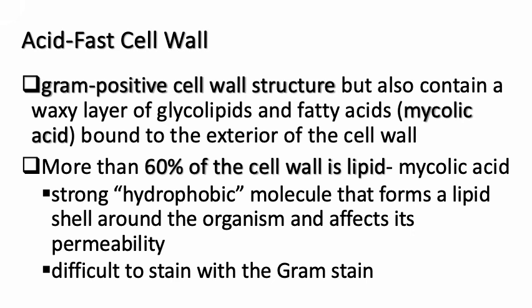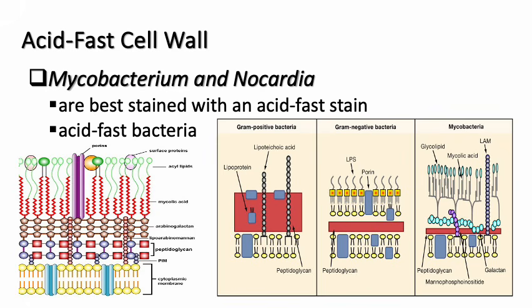Okay? So that's why these type of cell walls are called acid-fast cell wall. Okay? So more than 60% of the cell wall is lipid containing mycolic acid po. Okay? And again, this renders the bacteria hydrophobic in most of your basic or water-based stain. Okay? Now, how do you visualize this type of bacteria containing this type of cell wall?